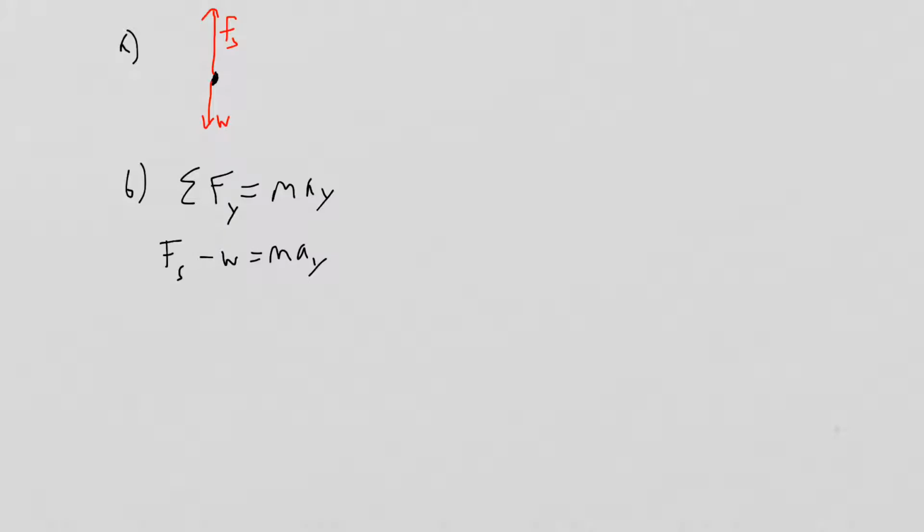And so if we want to solve, we're just going to rearrange. a_y is F_s minus W, and I know the definition of weight is mg, but actually I don't even need to use that. I have the weight directly, so I'll just leave it like that. And we divide by m.